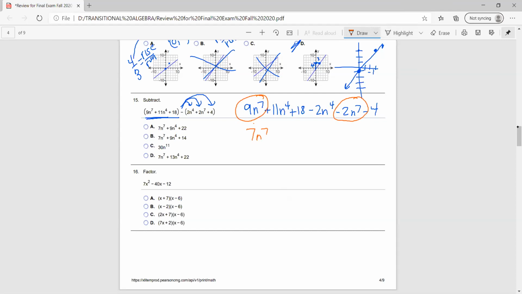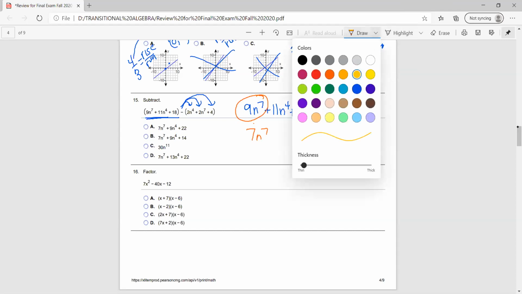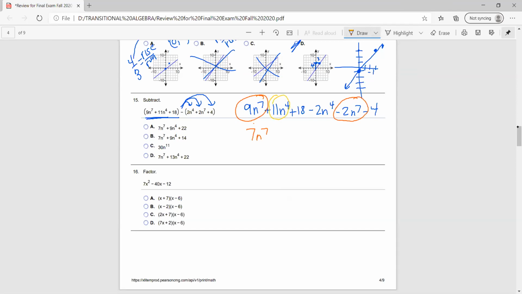Okay, I would want to look at the next term, and I've got a +11 into the 4th. I've got another into the 4th minus 2 into the 4th, and so those could go together. 11 minus 2 would be a +9 into the 4th. And then I've got +18.